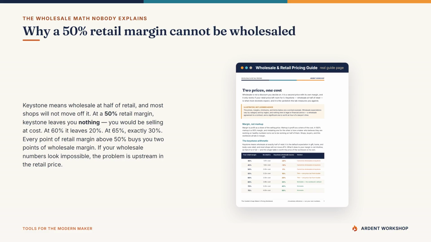So if your wholesale numbers look impossible, the problem is almost never wholesale. It is upstream, in a retail price that was never set high enough to be halved.